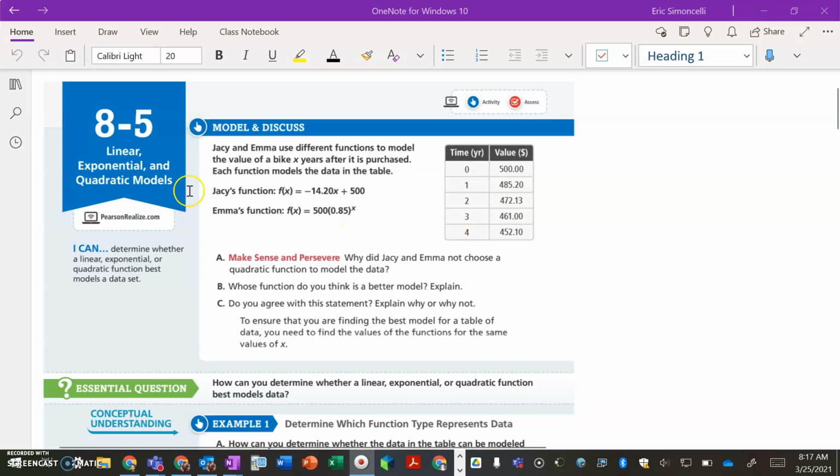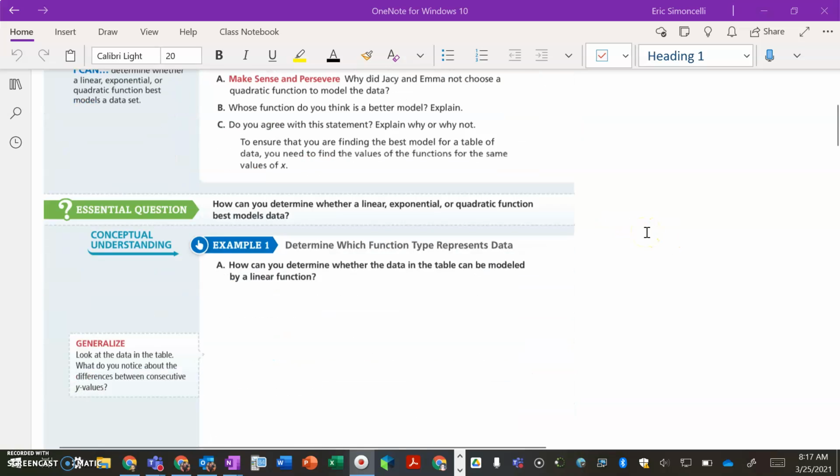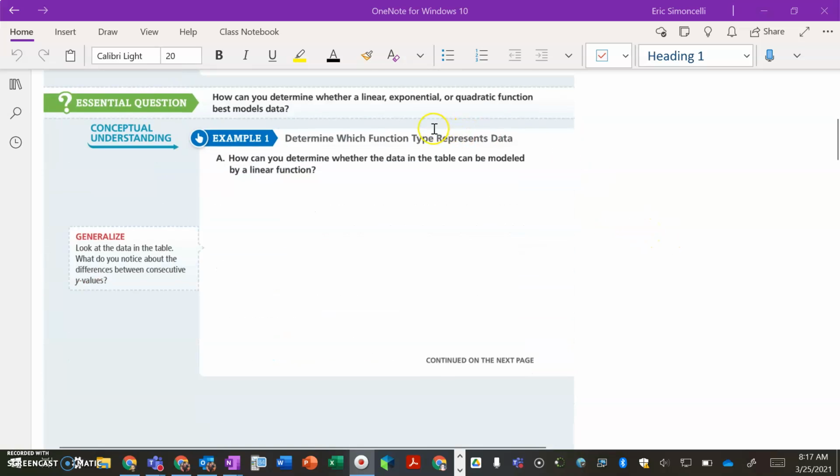Hello students, and welcome to section 8-5, linear, exponential, and quadratic models. So how can you determine whether a linear, exponential, or quadratic function best models data? Example 1. Determine which function type represents data.